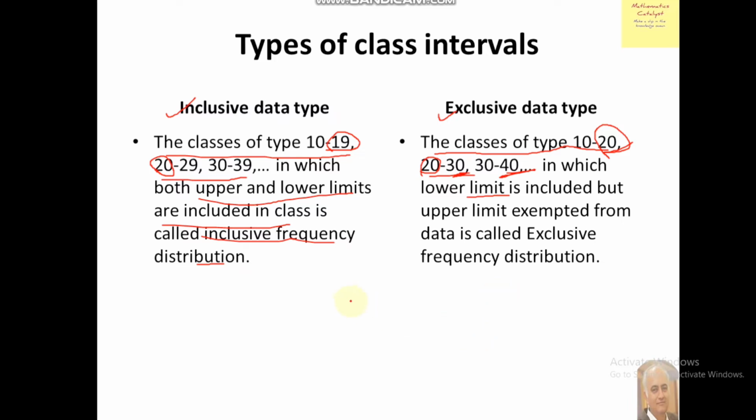So basically we have to convert the inclusive data type into the exclusive data type. When you do any statistical problem, you have to convert the inclusive data type into the exclusive data type, then solve the question, like you have to find the mean, mode, median. In all these statistical calculations, we need to convert the data into the exclusive form first, right?